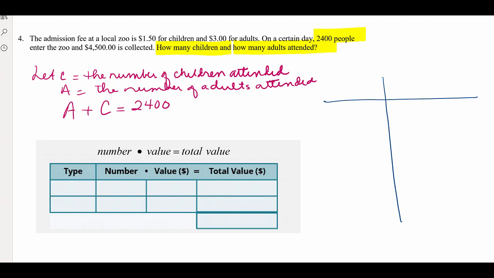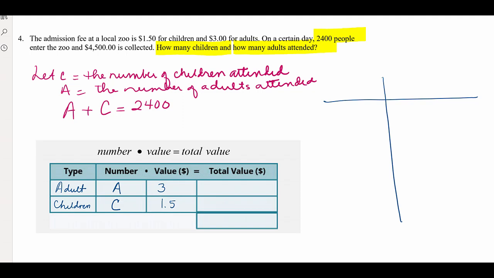Now, to help us set up the second equation, I've gone ahead and brought in this table. You may recall that we used a similar table back in Chapter 2. The type of tickets that we're selling here are adult, and we're representing the number of adult tickets sold that day by A, because those are the number of adults who attended. And we have children, the people going to the zoo, and we're representing the number of children with C. The value of each adult ticket is $3, and the value of each child ticket is $1.50. So I'm going to put 1.5.